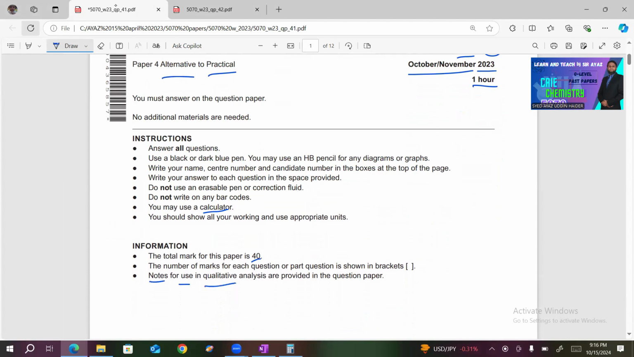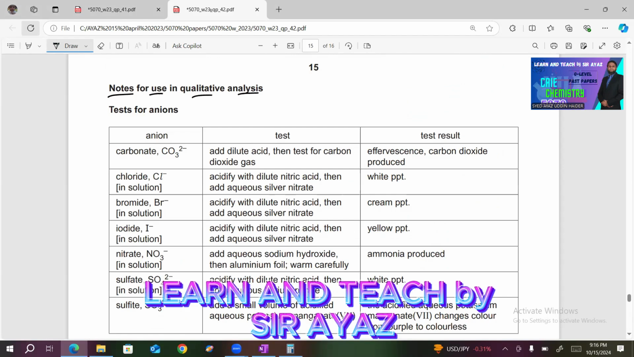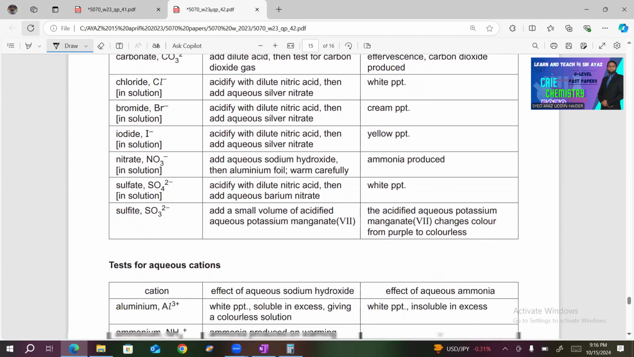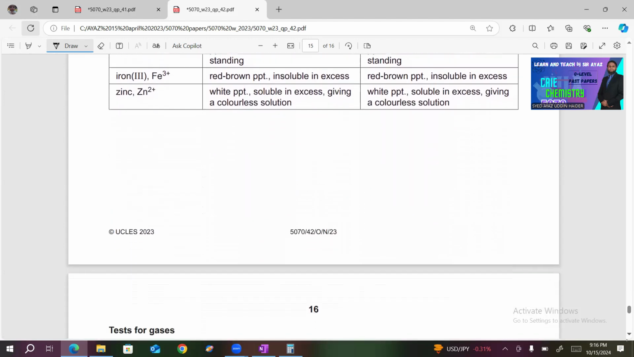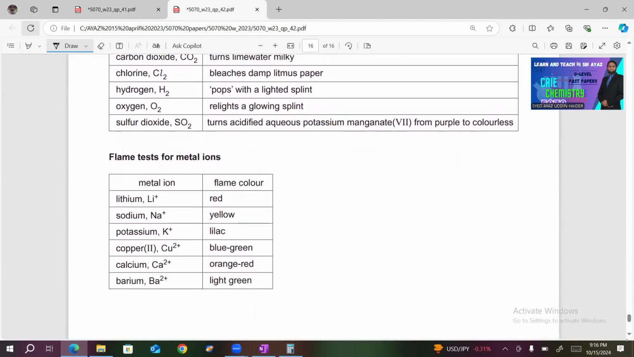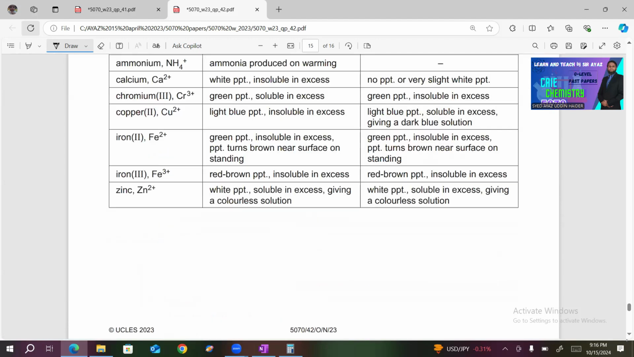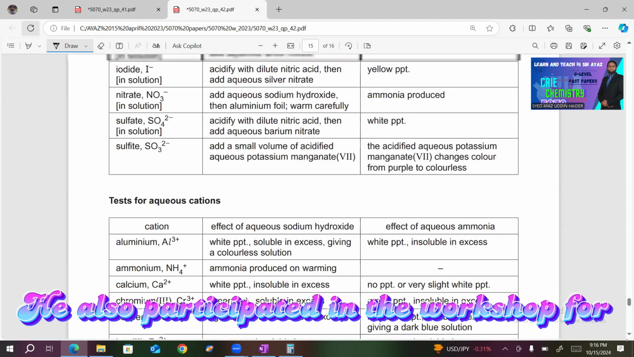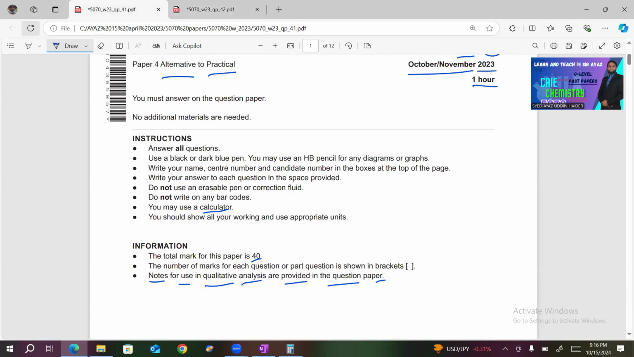Notes for use in qualitative analysis are provided in the question paper. It will be like this. These are the notes for use in qualitative analysis. We have the test for anions, test for aqueous cations, test for gases, and flame test for metal ions. So let's continue with the paper.